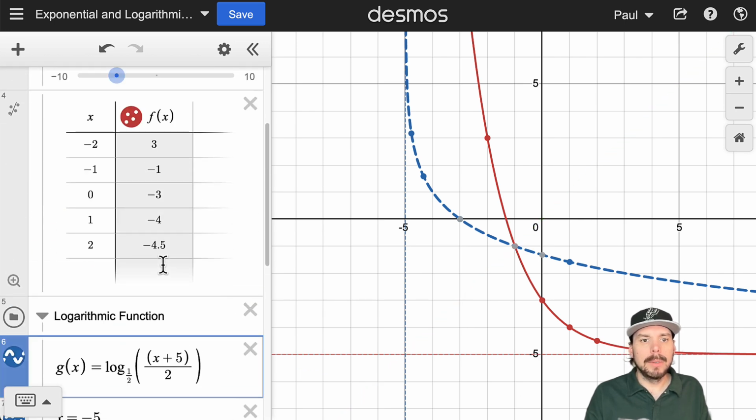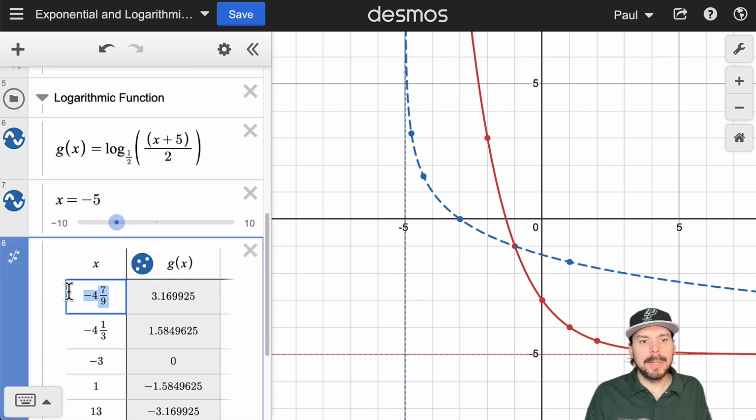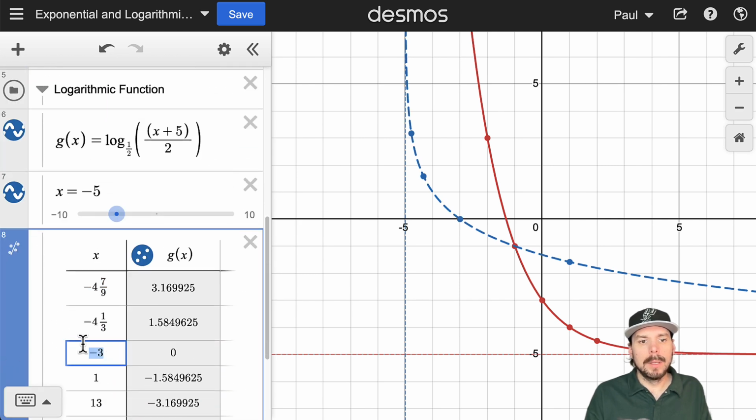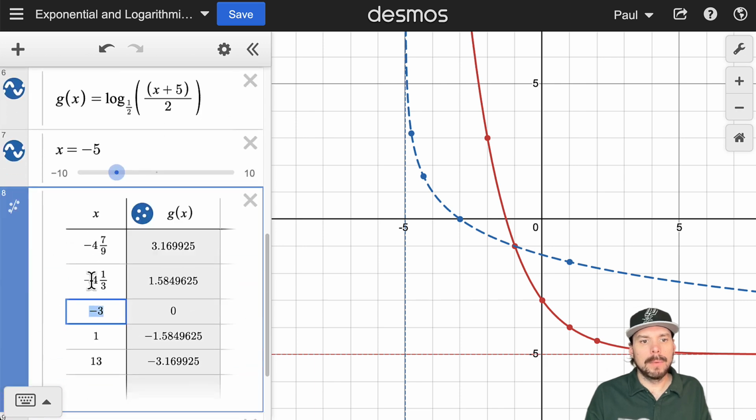My tables are no longer going to be super helpful because I typed in the outputs here to create my new input. So I could try it here with 3, -1, -3, and recreate it.